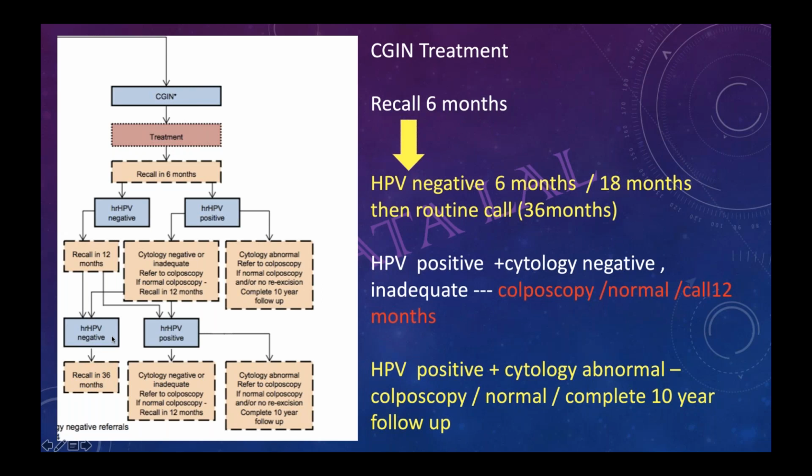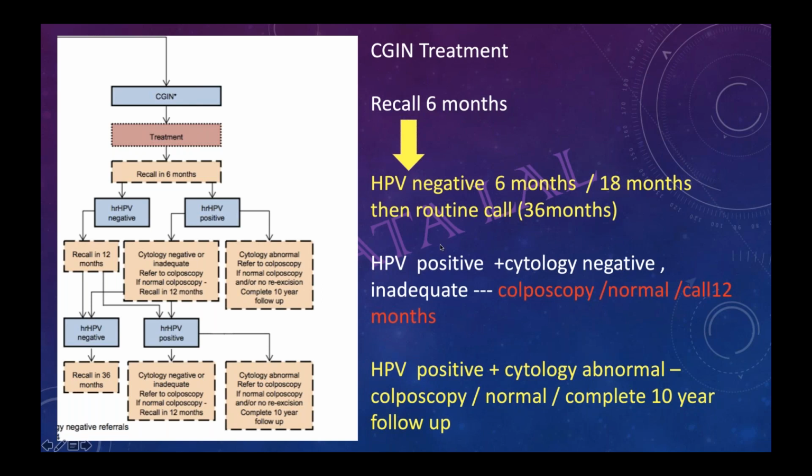This is quite easy also. So if in your station CGIN is coming as a role player station, you have to say, okay, we have to do 2 tests. One will be done at 6 months, one will be done at 18 months after treatment. If both come negative, then only you will be able to go for routine call. So this part is different from CIN treatment. So please remember this, because this part you may make mistakes in the exam, so it is important.